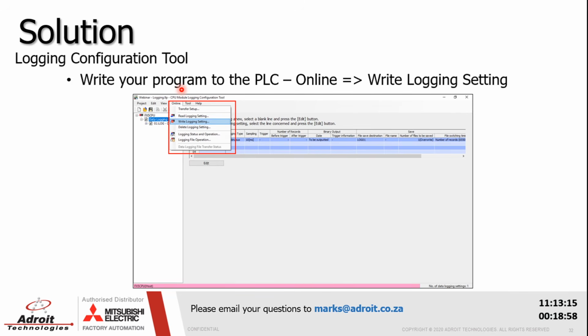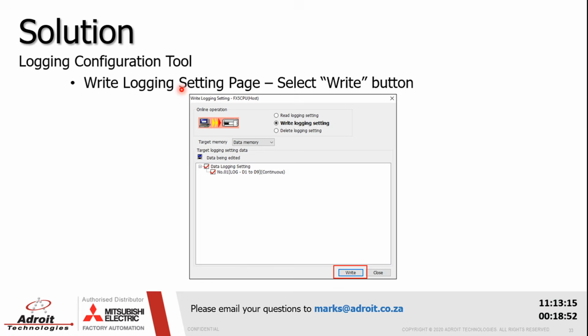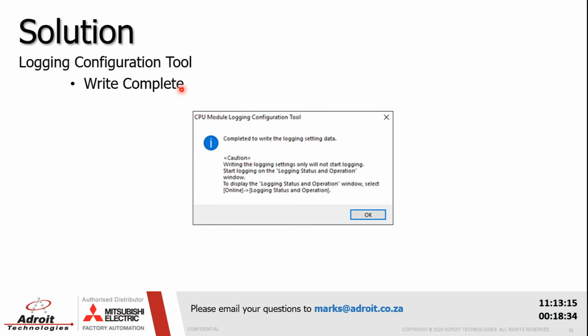Once you've done that, you can go to write logging setting, and it will actually start writing the log setting to the device. You can select there what you want to do. For the target area, it's either data memory or the SD card. So you can either save your data to the data memory, which is the memory on the PLC itself, or to the SD card. And then once you've done it, you should get this beautiful page up over here.